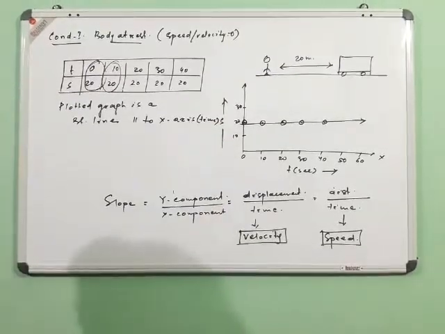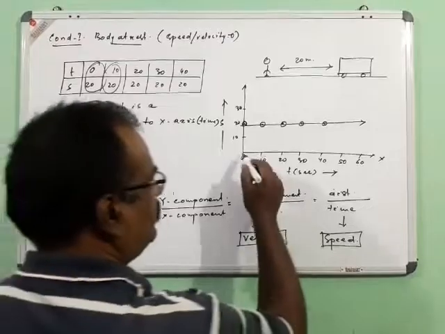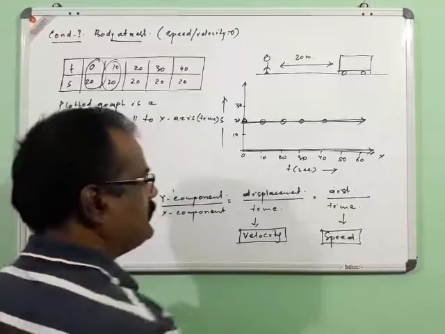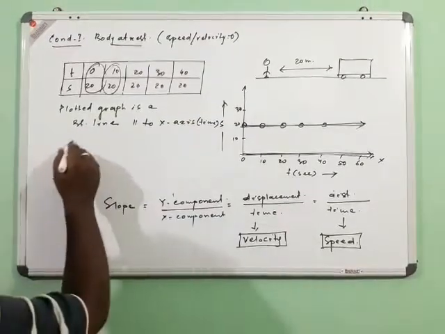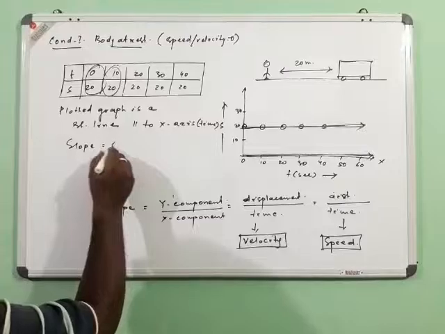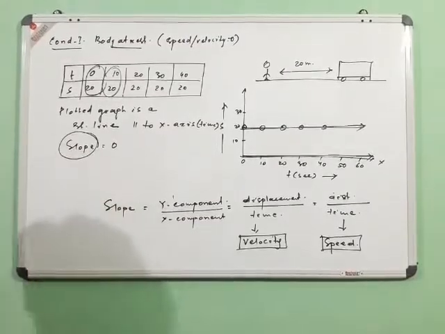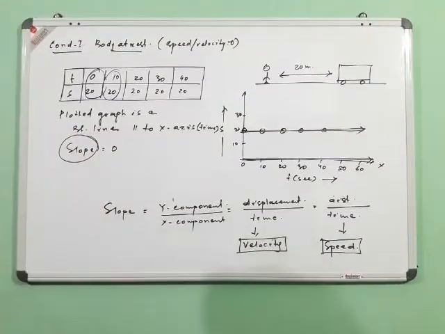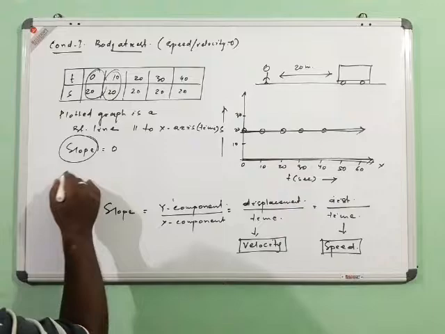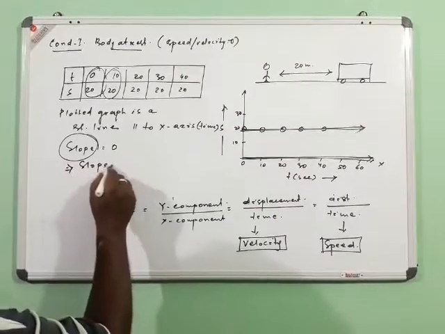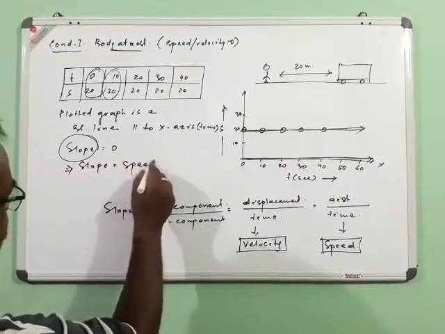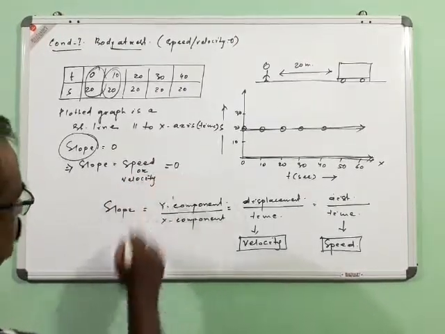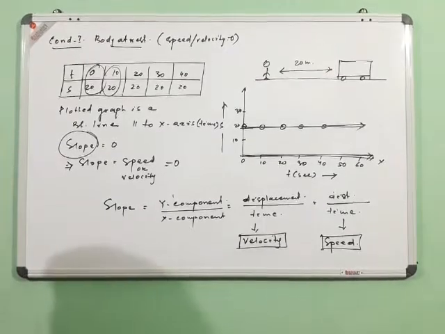So, as we have discussed earlier, the slope of those lines which are parallel to the x-axis will be 0. So here we can say that the slope of the line is equal to 0. However, we have also discussed that the slope in this case represents the velocity or the speed. So now we can say in this case the slope that represents the speed or the velocity is equal to 0, or the body is in rest condition.